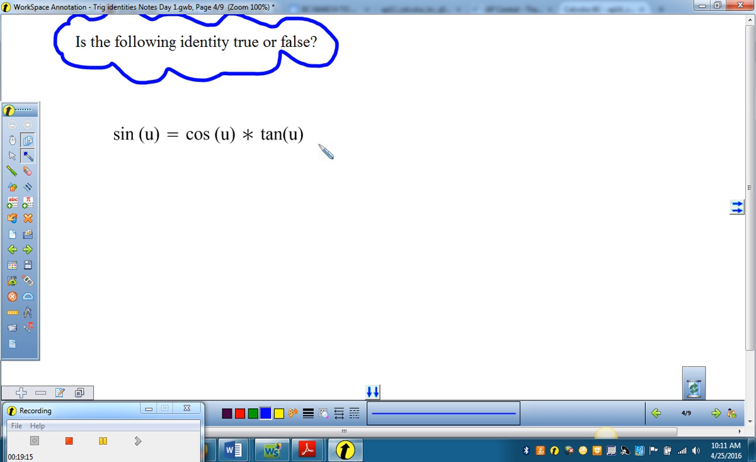All right, let's go. Write it down first. Is the following identity true or false? Why do you think it's true? Okay, let's find out. So remember, here's where you write yourself your little note. The basic units to work with are sines and cosines.